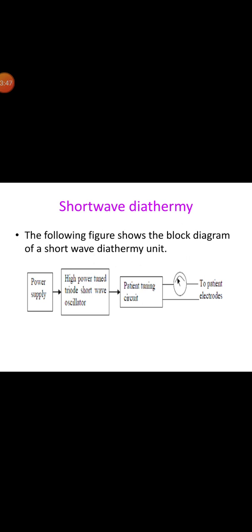A study published in the American Journal of Physical Medicine and Rehabilitation found that shortwave diathermy used with hot packs and exercises was more effective in reducing pain and increasing function in participants with knee osteoarthritis. Another study shows that shortwave diathermy significantly decreased pain, improved circulation, and increased flexibility in patients with low back pain.